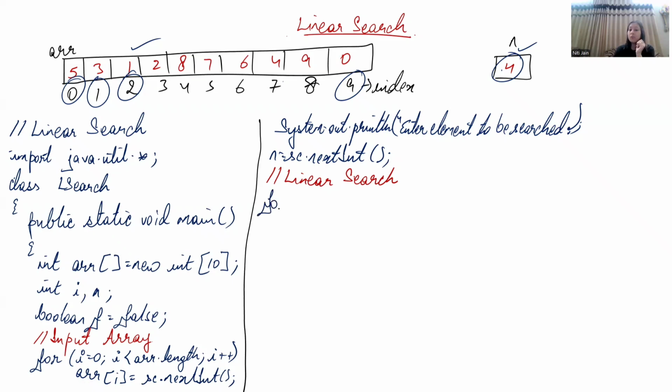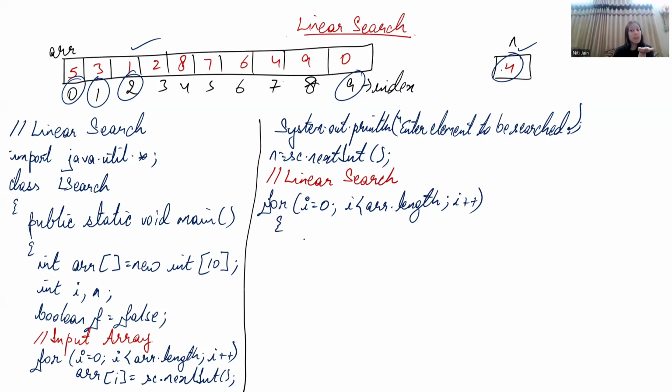So what do I need? I need to run a loop. From where? I need to start searching from index 0 and go up till the last index, that is length minus 1, or i less than length, i plus plus. Remember, the length statement of an array does not have brackets. Okay. Now within it, what do I need to do?